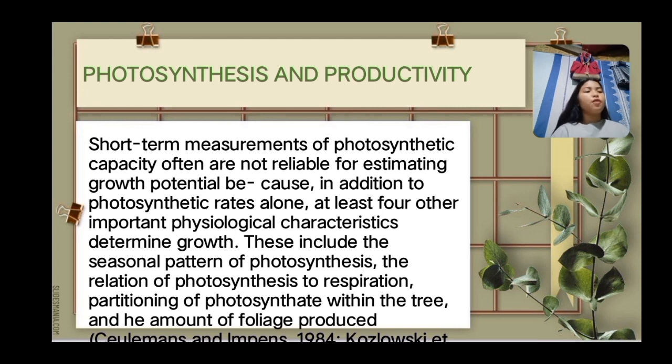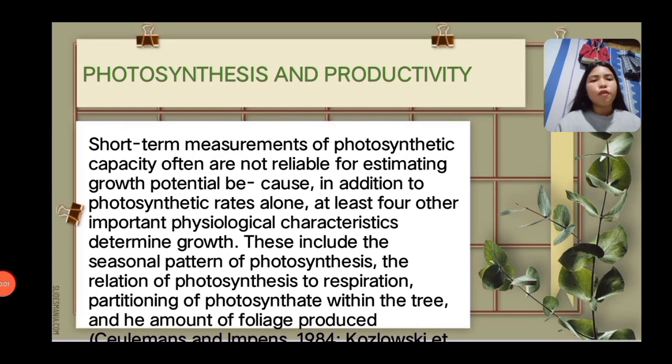When we say photosynthetic capacity, it is the maximum rate at which leaves are able to fix carbon during photosynthesis. And as we all know, carbon is one of the important components needed in photosynthesis. So short term, or short period of time. Dili lang dapat ang ability sa isa ka tanom to absorb carbon dioxide ang i-consider para ma-estimate nato ang growth potential sa isa ka plant, because there are other things to be considered.